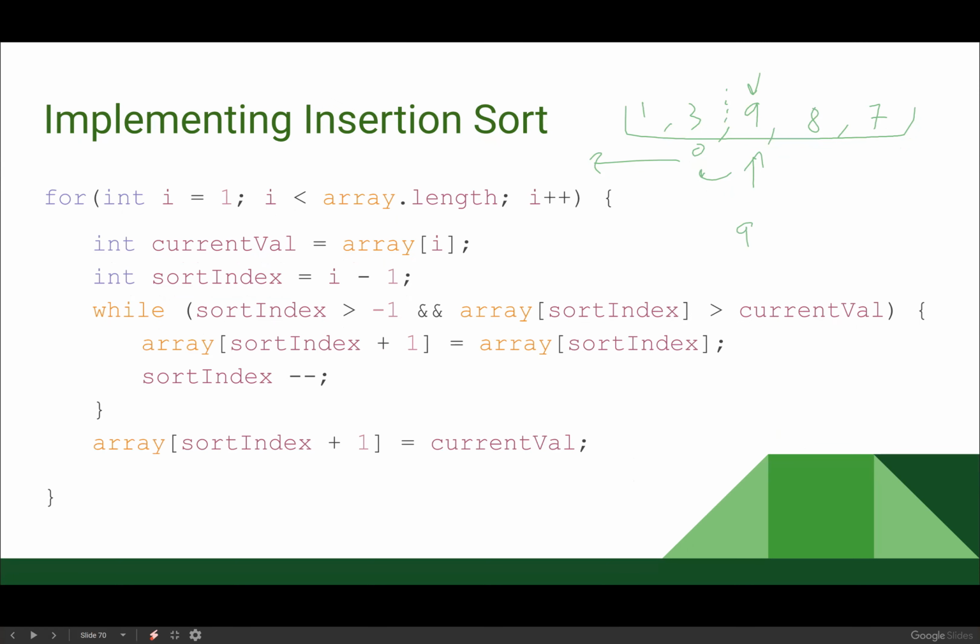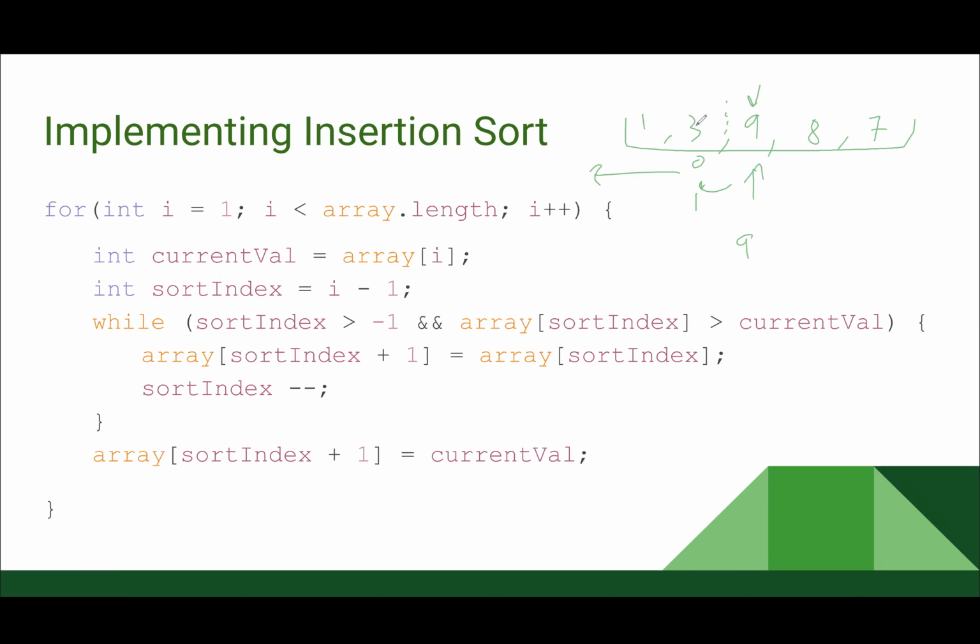Then we're going to say our array at index sort index plus 1 equals our array at sort index. So let's unpack that. If this is our current sort index, our array at sort index plus 1 is going to be here. That's going to equal array at sort index.